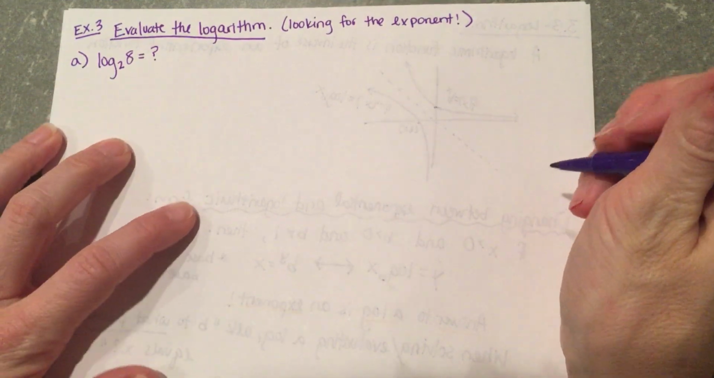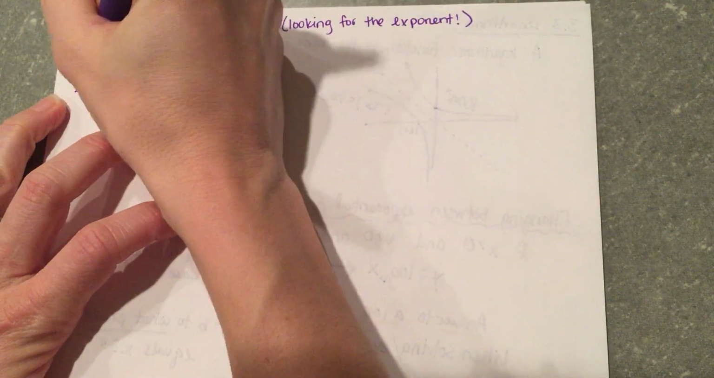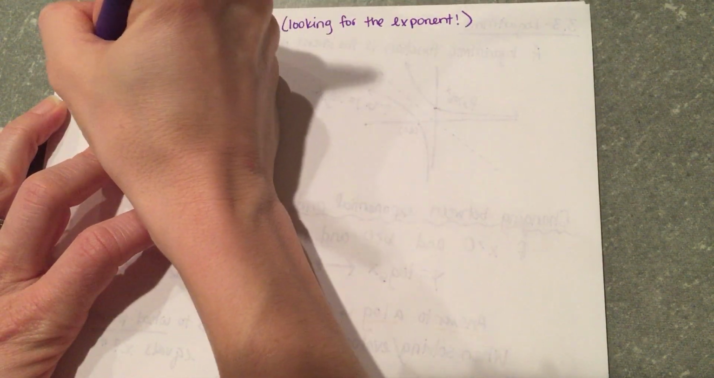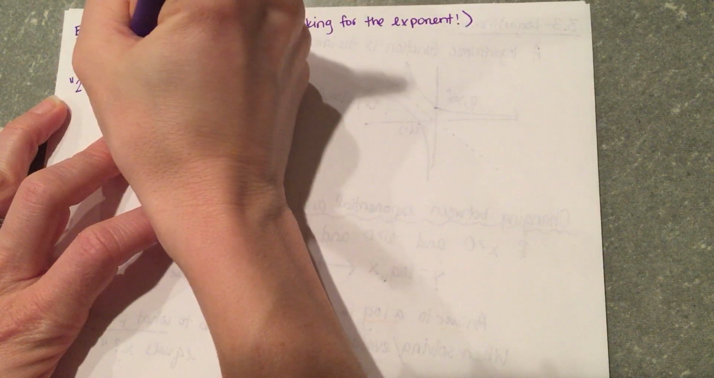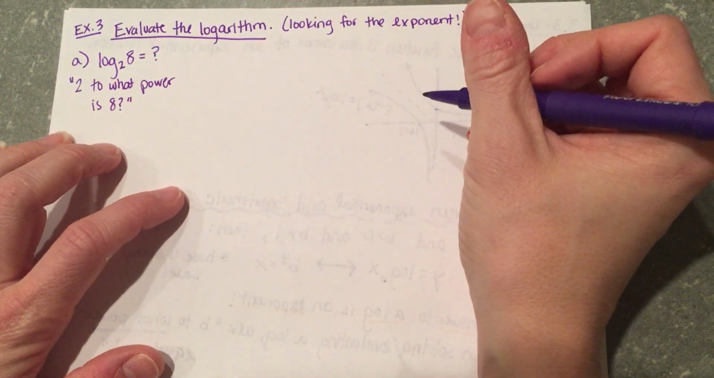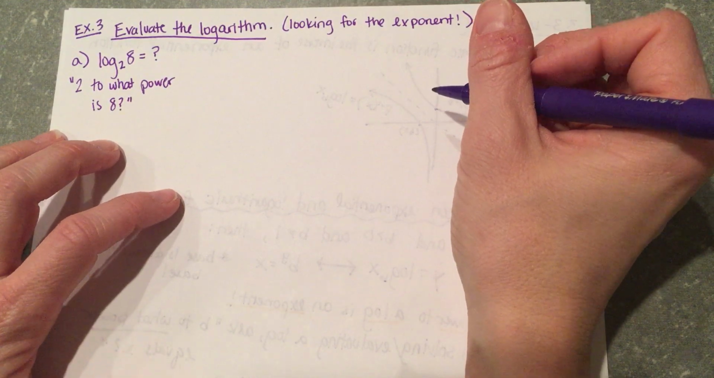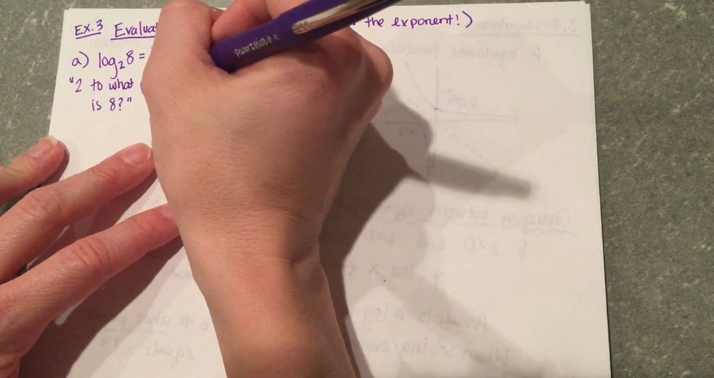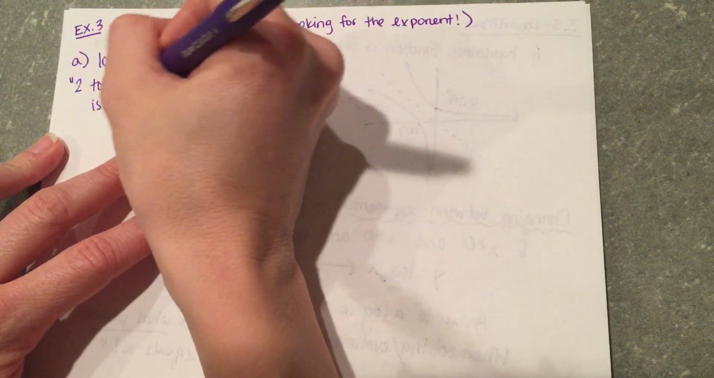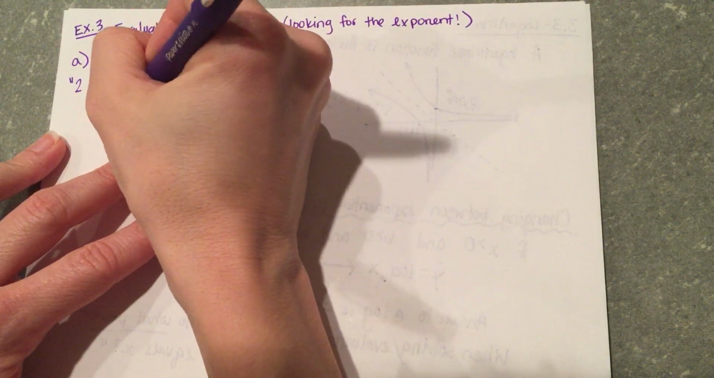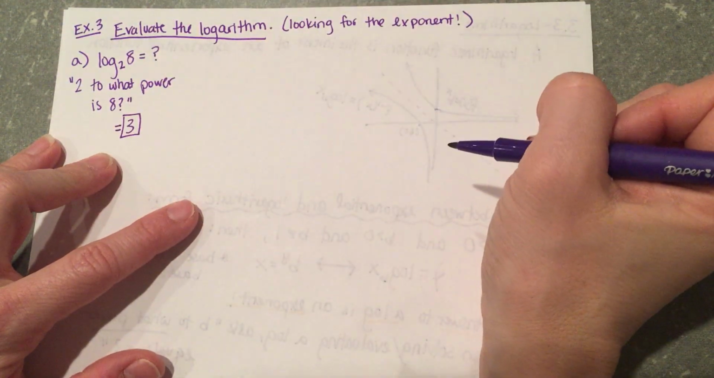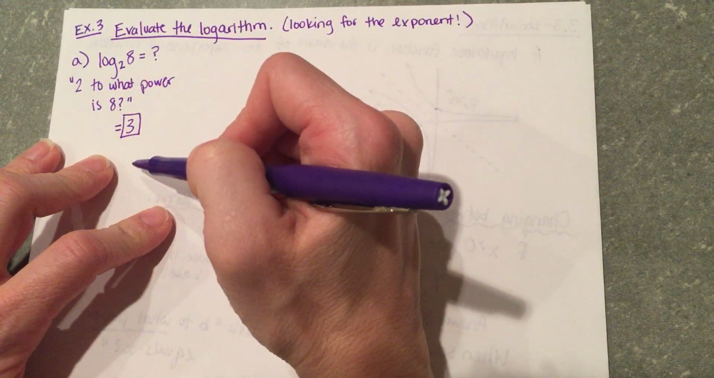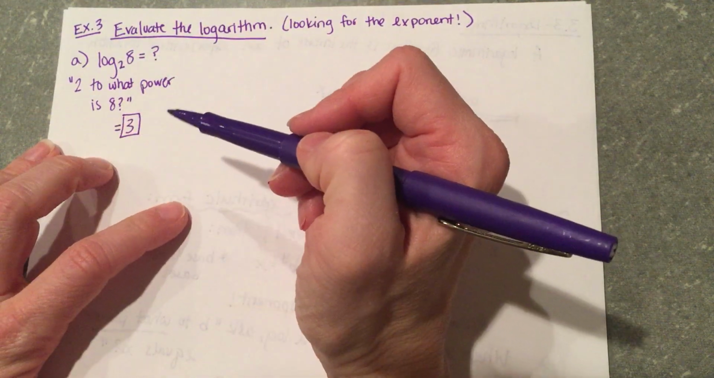Okay? So remember, the answer to a log is an exponent. So what I'm actually asking myself is 2 to what power is 8? 2 to what power is 8? Okay, and so we know 2 to the third equals 8, right? So that means that the answer to this log is 3. Okay, so that's it. You're just answering the exponent. 2 to what power would give me 8? So the answer to a log is an exponent.